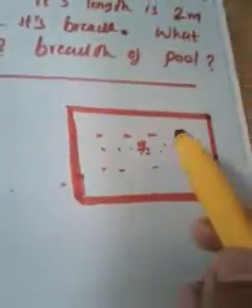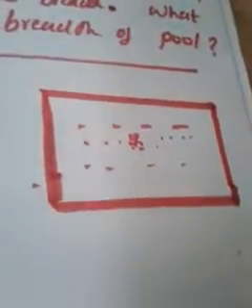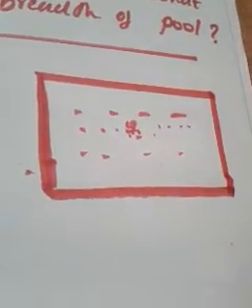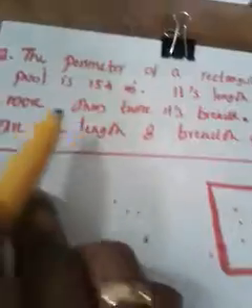Swimming pool. And what is the specialty? Its perimeter is already given. The perimeter of this swimming pool is 154 meter. How may they have got this perimeter? By adding this plus this plus this plus this, only then will they get the perimeter. And they got the perimeter as 154 meter.